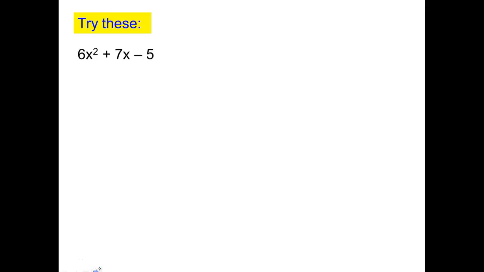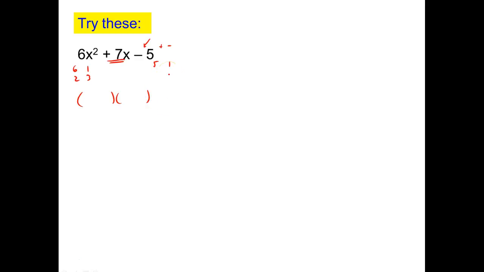Other examples. This one's a little bit more complicated because my a term in front of the x squared is not a prime number, so that could be 6x and x, or it could be 2x and 3x. And in the back, I have a 5 and a 1, but we have a negative sign, so that means one's positive and one's negative. We're trying to build a 7x in the middle. So let's get started here.